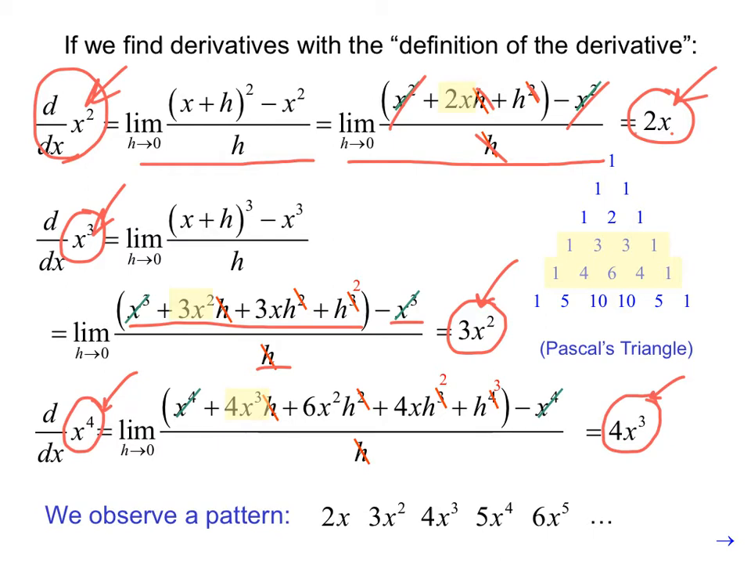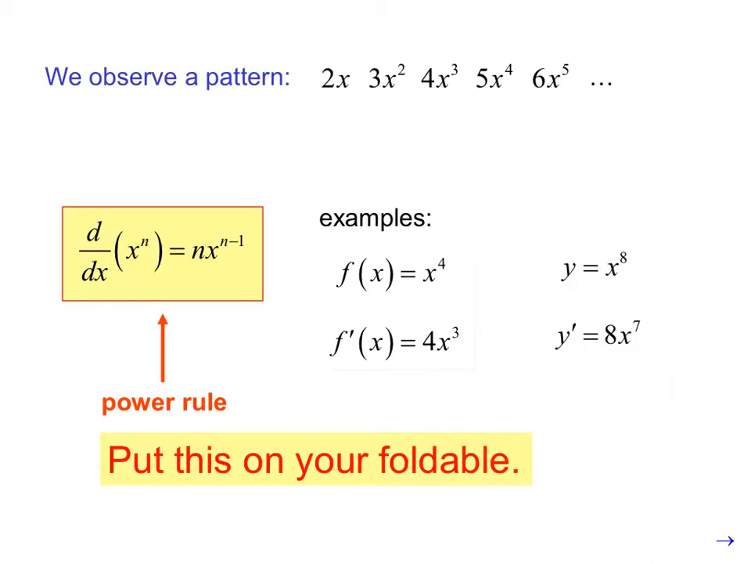x² becomes 2x. x³ becomes 3x². x⁴ becomes 4x³. Well, it's like that exponent is now the coefficient out in front. Look at my pattern of 2x, 3x², 4x³, 5x⁴, 6x⁵. Next one, 7x⁶. You got it. 8x⁷. So what's going on here?